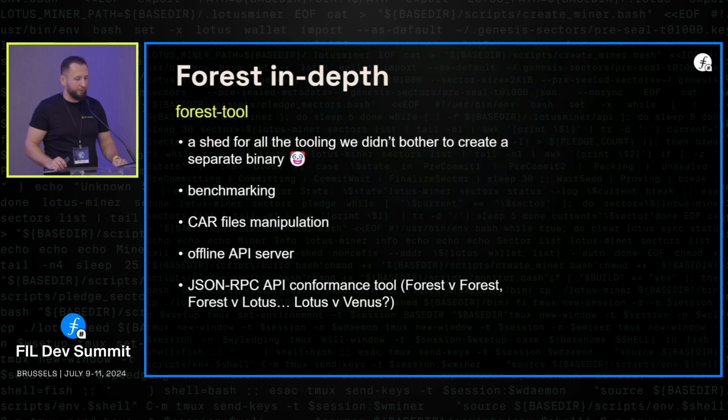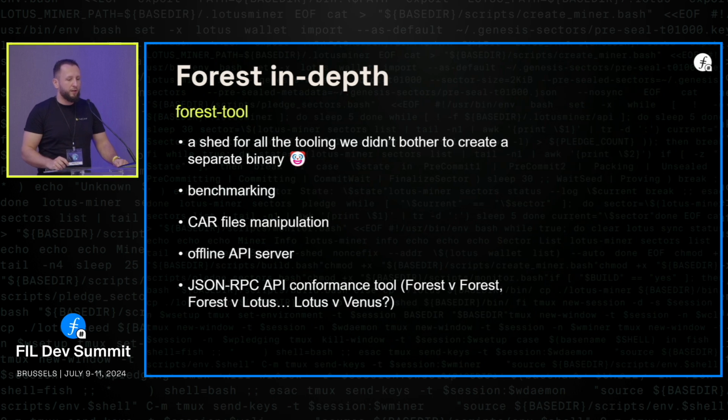It can do all things that we didn't bother to wrap in another binary, like benchmarking some functions, car files manipulation. That is pretty useful, for example, in the context of archival nodes. You can merge several snapshot files together, so later on you could import it as a single file.